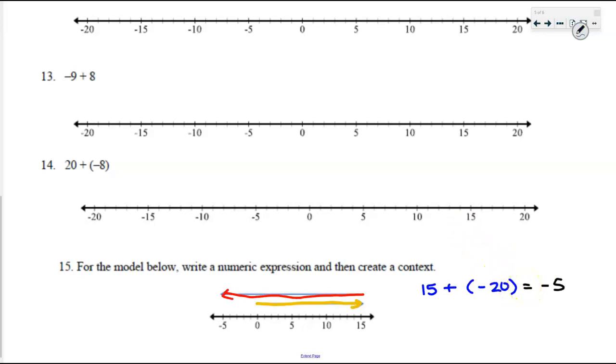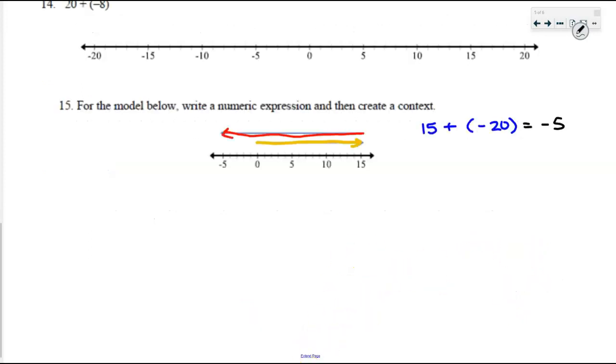There were some interesting stories. One that I really liked was: you deposit $15, or you add $15 to your bank account. And then after you've added $15 to your account, then you spend $20. If we're spending more money than we have, now we are going to be in debt. And so the result is we now are in debt $5.